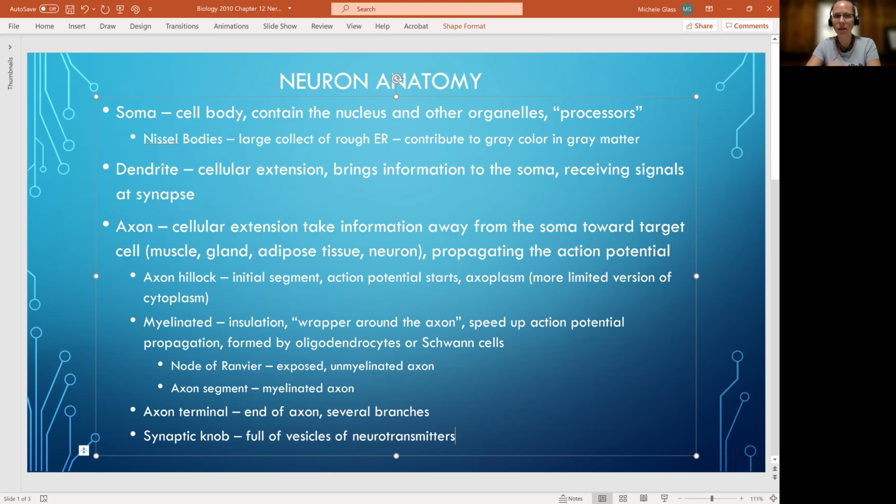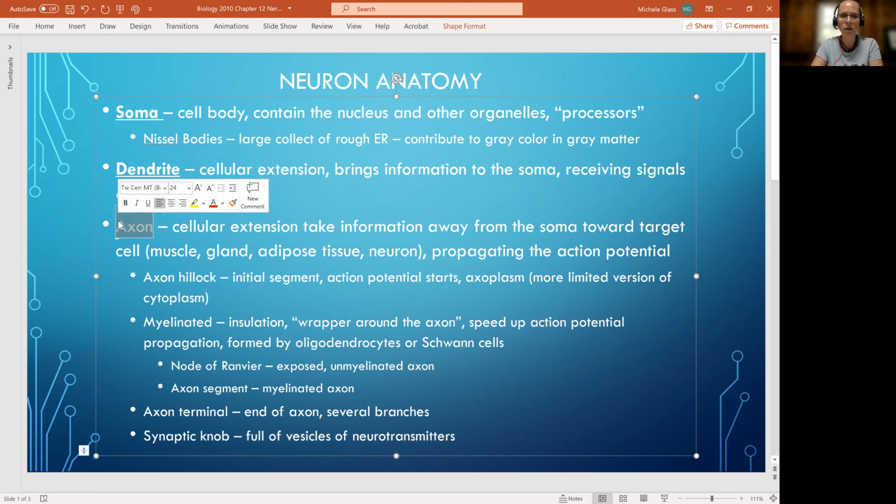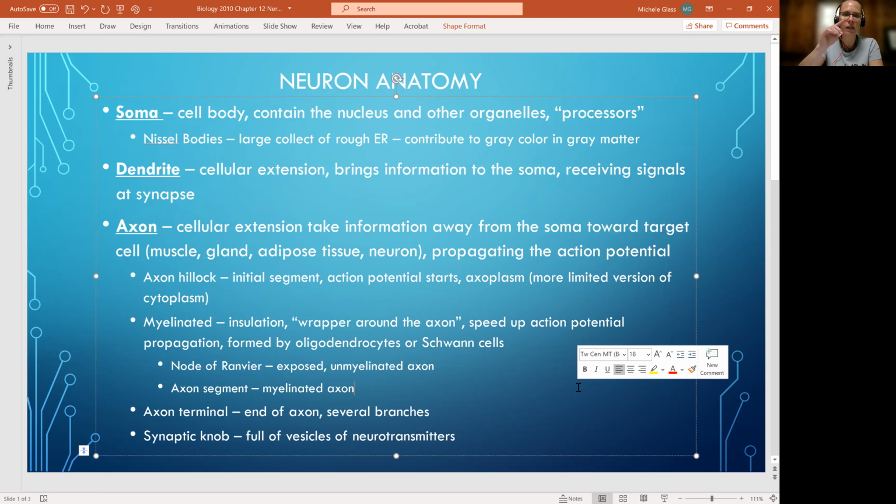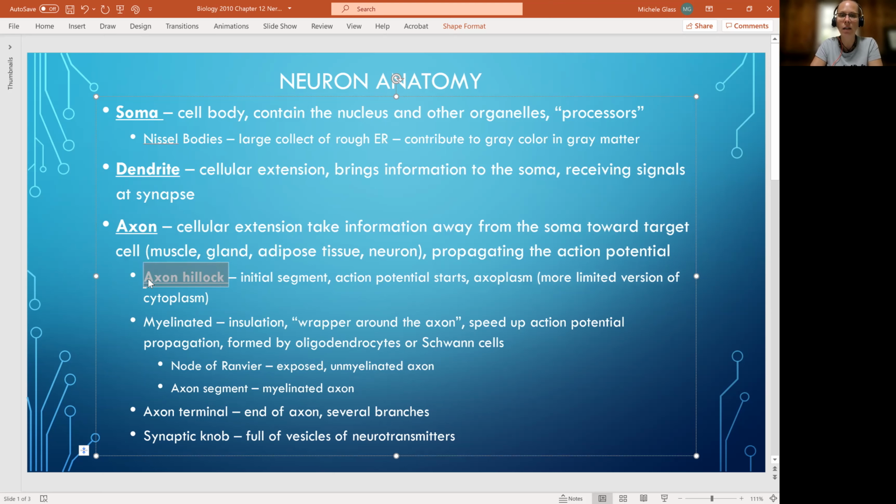So we focused in on this particular structure earlier. So we have the soma as the cell body. We have the dendrite as a cellular extension, receiving signal. We have the axon as a cellular extension, taking the signal to the next cell in line. Several important structures of the axon. We talked about the axon hillock as that initial segment.